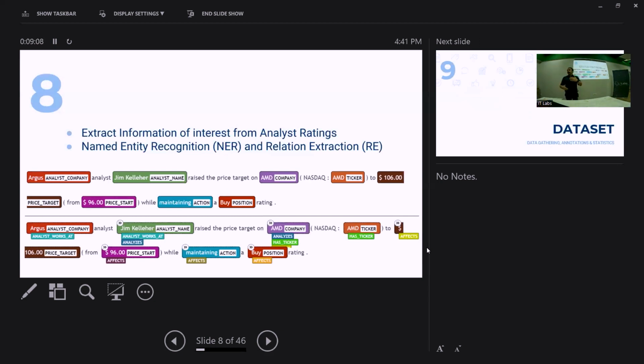So here is one example of what we did during this small project. We collected a dataset, and the first thing we did was tag the dataset. Argus is the analyst company, and this is the person from that analyst company. He's giving a prediction for AMD. You have the ticker for AMD, the starting price, and the target price. You have the action, which is that he's maintaining his rating, and the position is actually buy the stock because he says so. It doesn't mean that it's the truth, but at the end we will see how to find the exact knowledge.